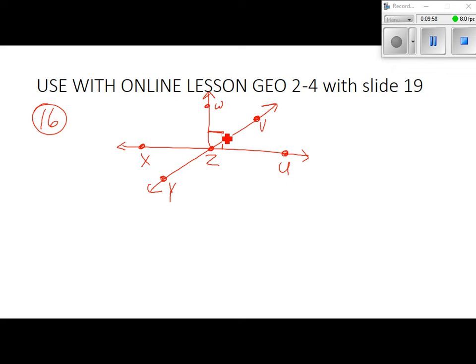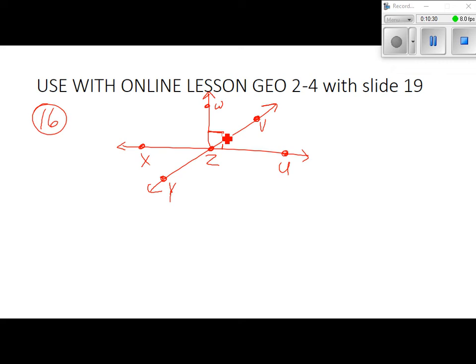They say YZU. Everybody see that angle? Yes, no, maybe? And what's the other angle? UZV.